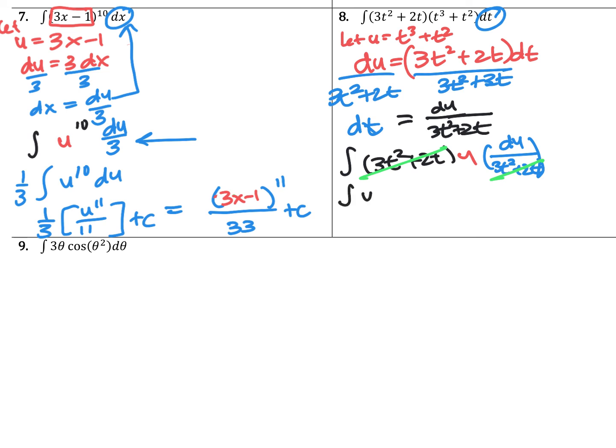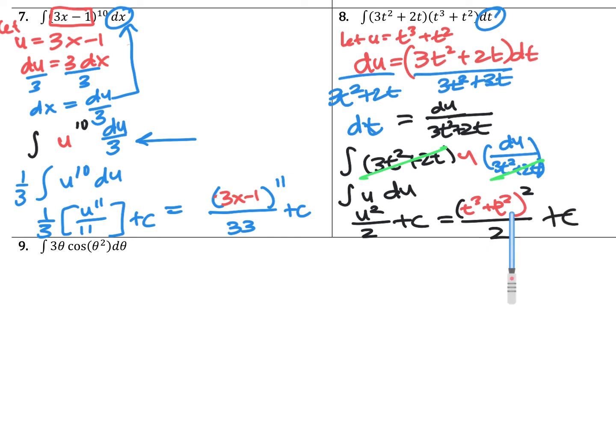So this whole thing just simplified to be the integral of u du, which means this is going to be u squared over 2 plus c. And if I substitute in what u was, this is going to be t cubed plus t squared, all over 2, plus c.